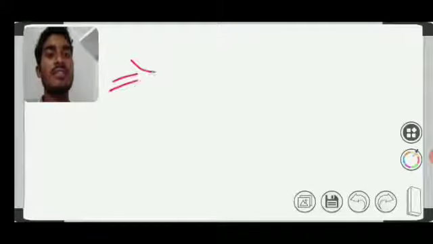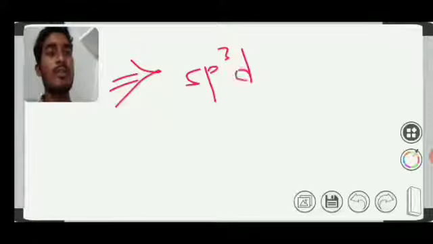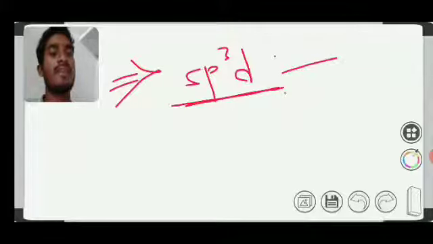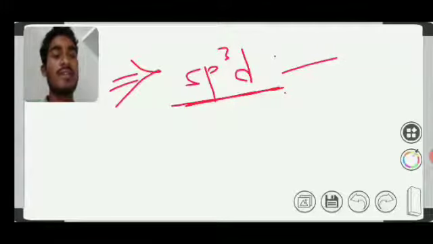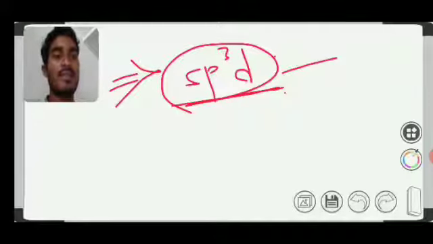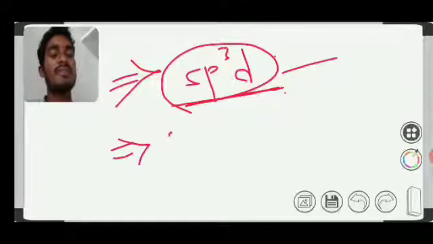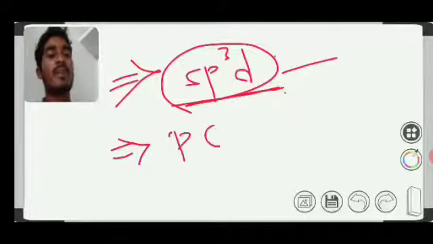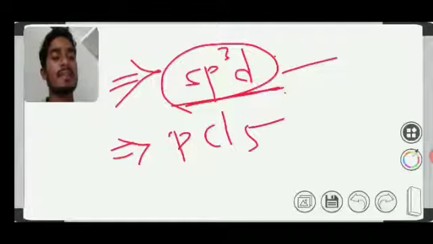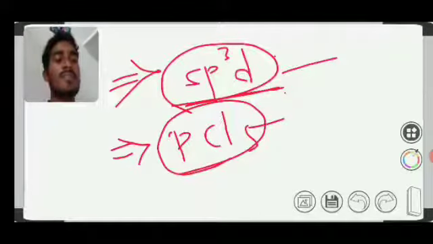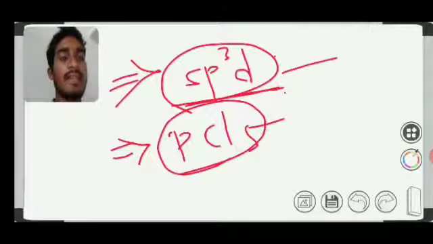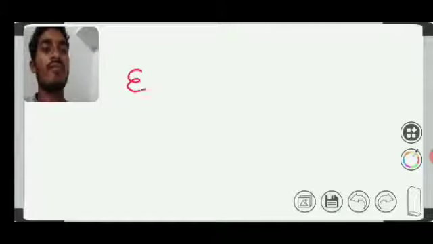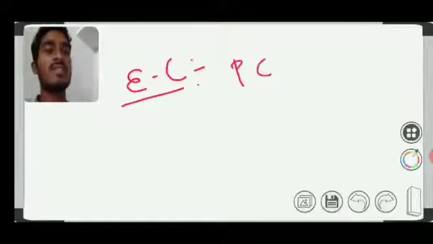Next we will see the difficult interhalogen compounds, that is sp3d2 and sp3d. The first one is sp3d hybridization. Mostly in this part, there is involvement of d orbitals. The first sp3d example is phosphorus pentachloride or phosphorus pentafluoride. Phosphorus pentafluoride is the best example of sp3d hybrid orbitals. Now we will see the electron configuration of PCl5.